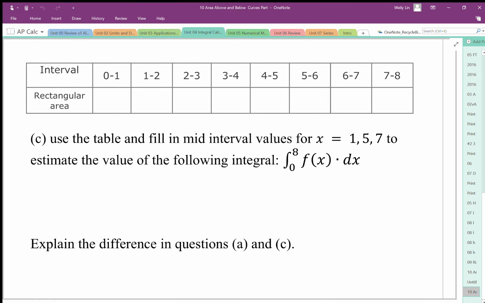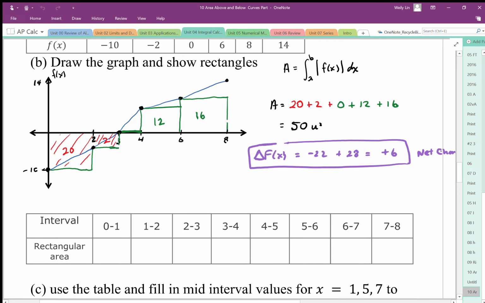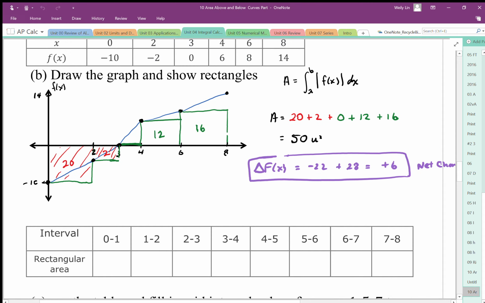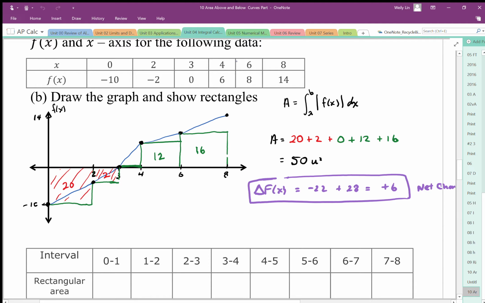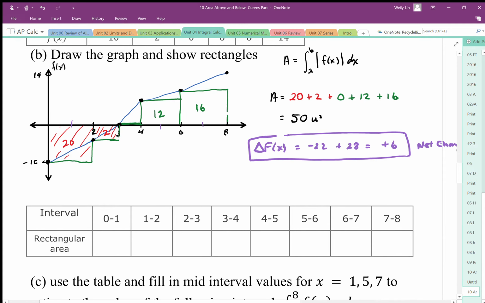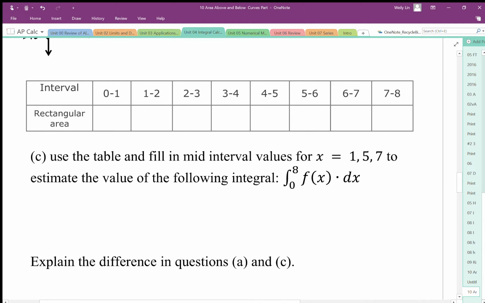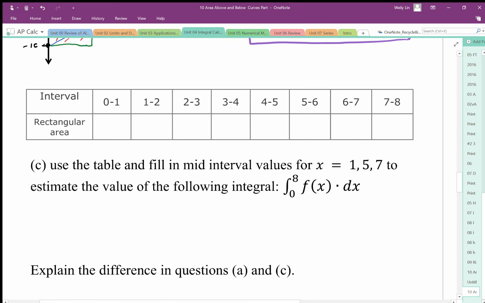So this next problem asks us to fill in the table and use mid-interval values for the x values of 1, 5, and 7. If you notice in the previous problem, the spacing was not consistent. At x equals 1 there's no value, at x equals 5 there's no value, and at x equals 7 there are no values. So AP sometimes asks you to fill in those values using what we call a mid-interval value.